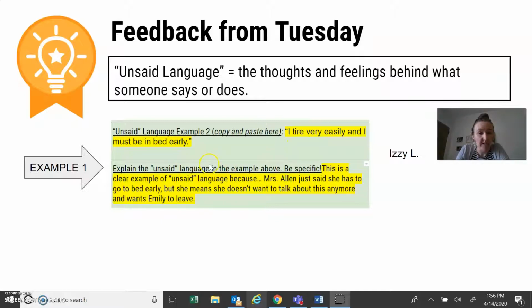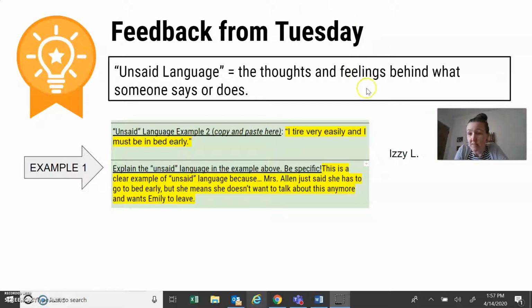Interesting. So in explaining the unsaid language, this is what Izzy said. "This is a clear example of unsaid language because Mrs. Allen just said she has to go to bed early, but she means she doesn't want to talk about this anymore and wants Emily to leave." I think this is really spot on.